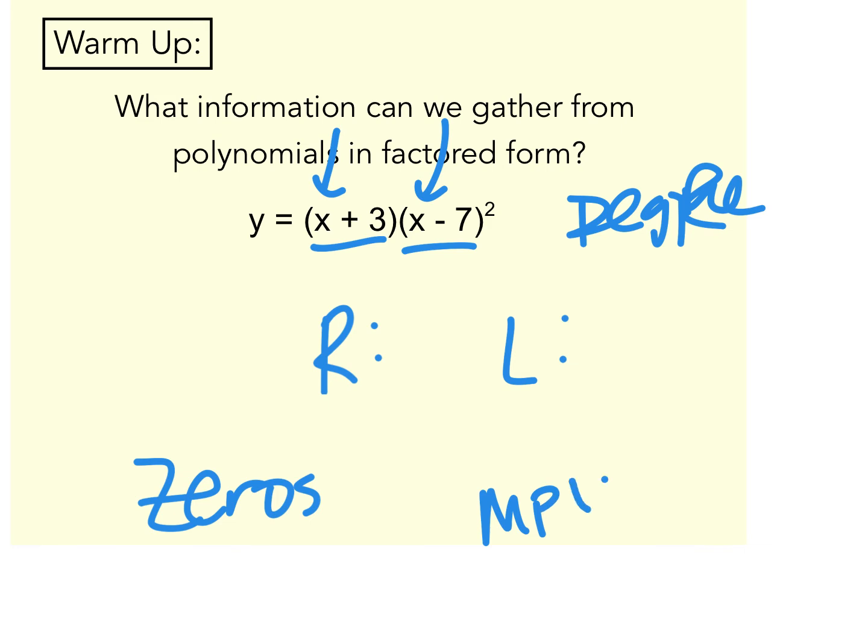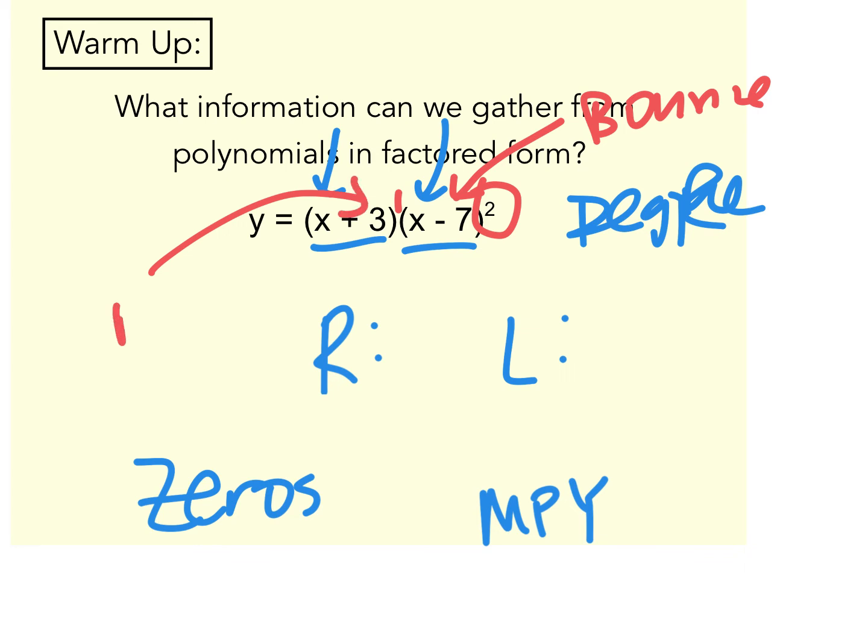And last but not least, you could get MPY. Does anybody remember what that's the abbreviation for? Multiplicity. And the multiplicity is these little numbers. And it tells you about a behavior. Here it's going to bounce. And here with the degree 1, it just passes through.